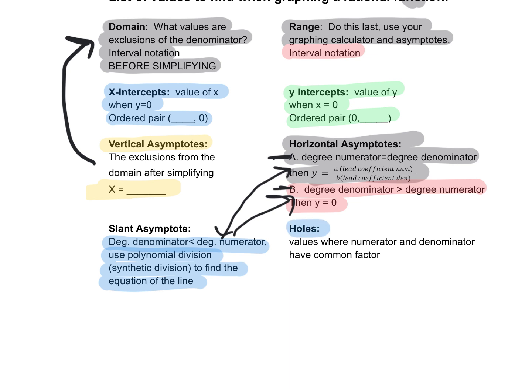Again, we did notes on all of this yesterday, so I'm going through this fairly quickly. The holes are the values where the numerator and the denominator have a common factor. And I believe that this example that we are going to do here actually has a hole in it.